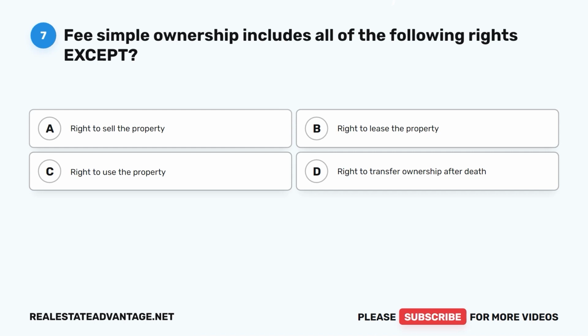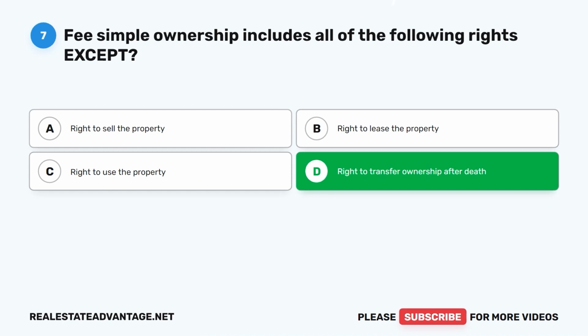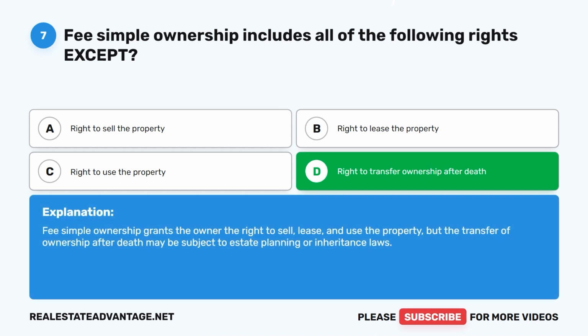Question 7. Fee simple ownership includes all of the following rights except: A. Right to sell the property. B. Right to lease the property. C. Right to use the property. D. Right to transfer ownership after death. The correct answer is D. Right to transfer ownership after death. Fee simple ownership grants the owner the right to sell, lease, and use the property, but the transfer of ownership after death may be subject to estate planning or inheritance laws.